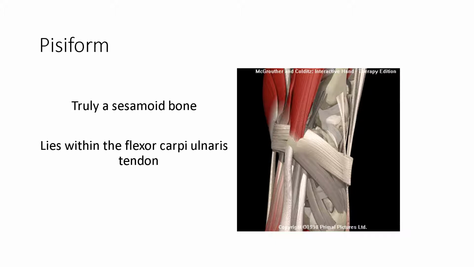What else can I tell you? It acts to redirect the pull of the muscle to make it more effective. So much like the patella as a sesamoid bone did that, this pisiform is pretty important for some good mechanical advantage in the wrist as well.